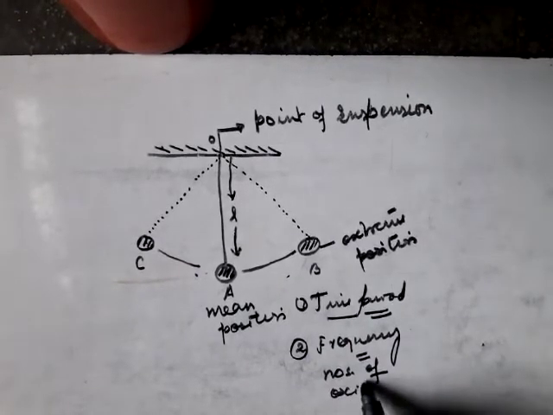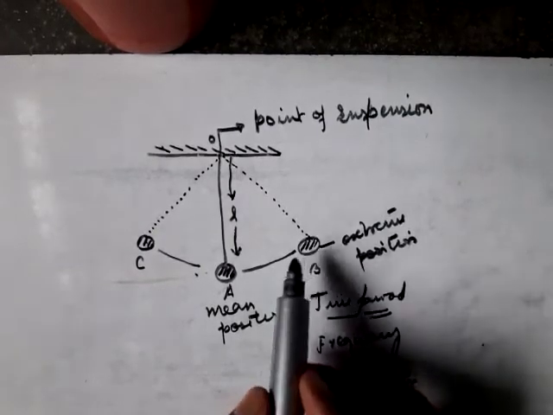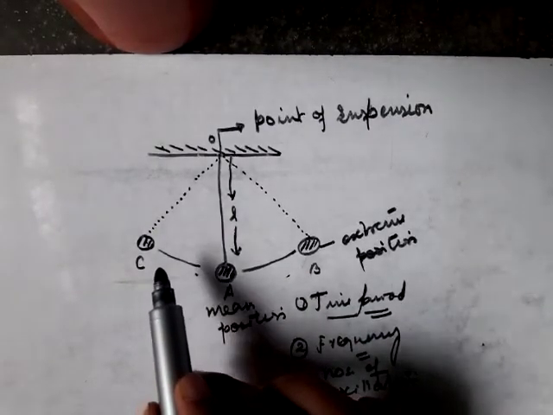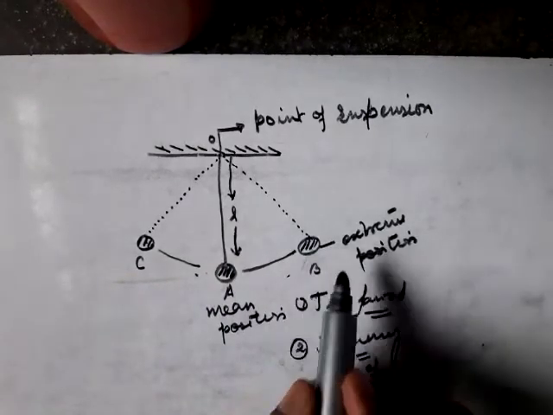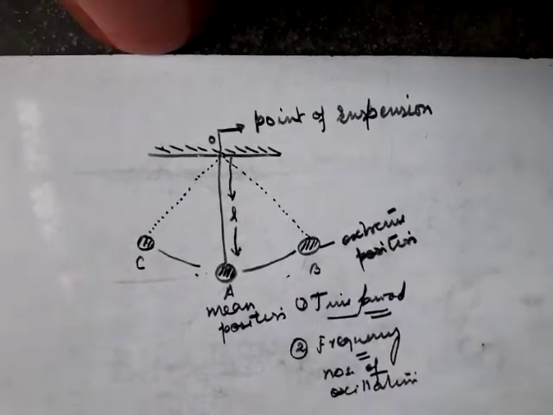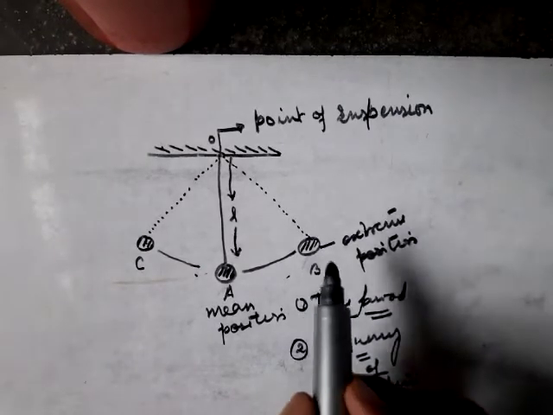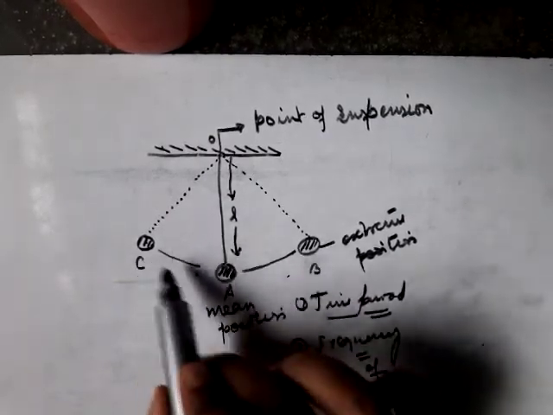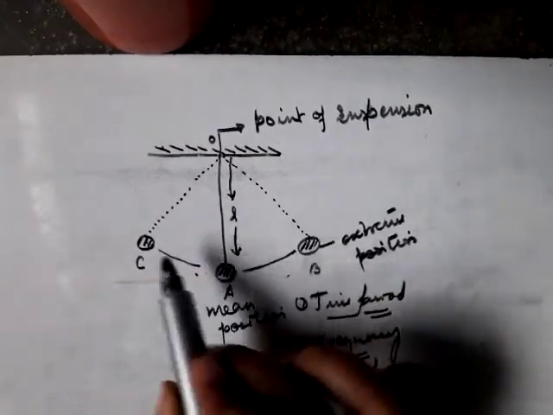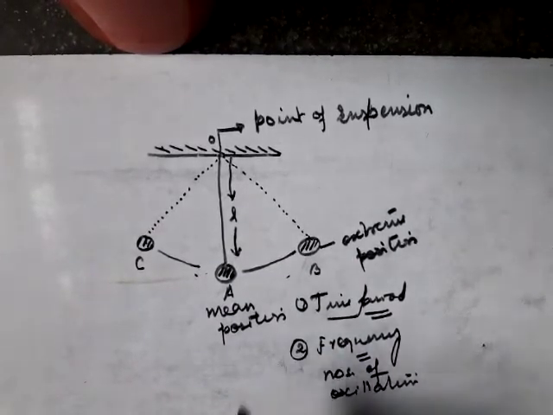It is the number of oscillations the simple pendulum makes in 1 second. Suppose you are watching your clock, and in 1 second the pendulum covers 4 oscillations from here. Then the number of oscillations is 4, so the frequency will be 4.